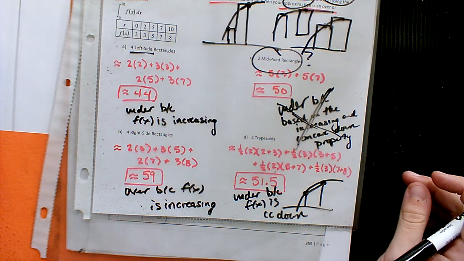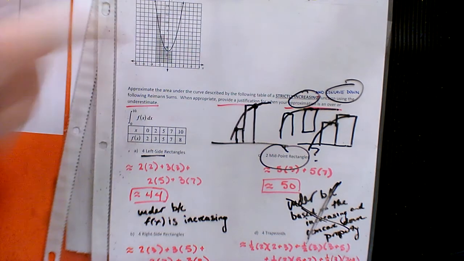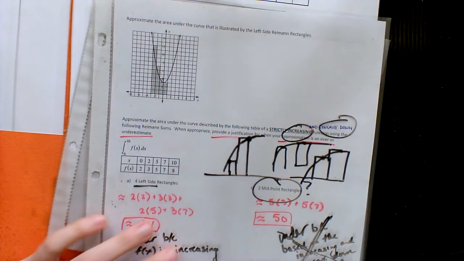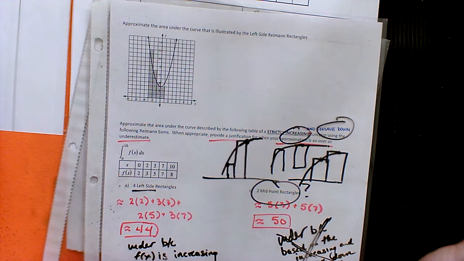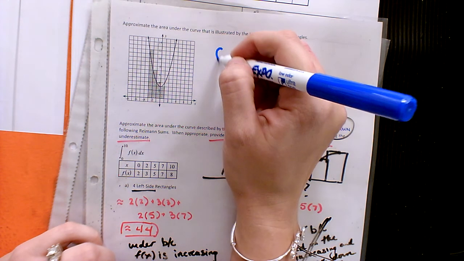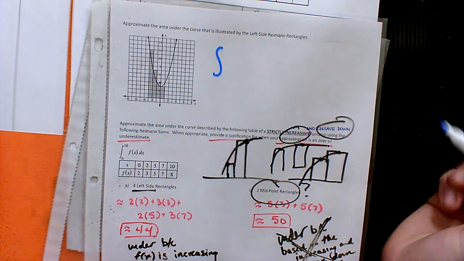How do we do? Pretty good? All right, can we do the top one real quick? We still have some time before the bell rings. Approximate the area under the curve illustrated by the left side Riemann rectangles. Can we write what the notation should look like?